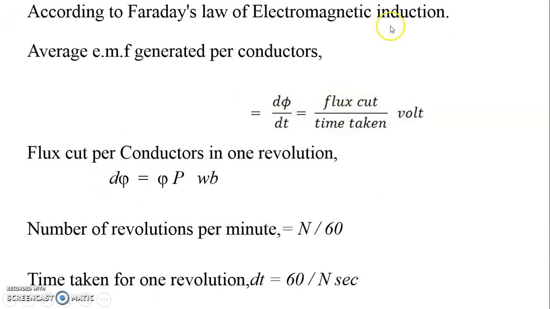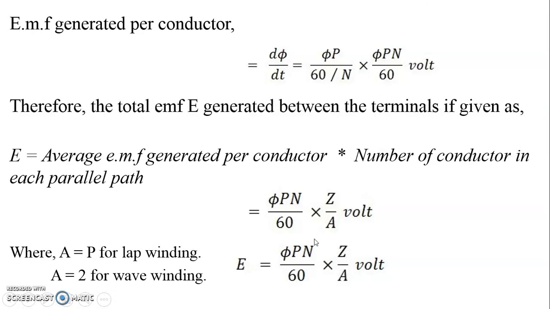So according to Faraday's law of electromagnetic induction, the average EMF generated per conductor is equal to d phi by dt, that is equal to the flux cut per time taken. So flux cut per conductor in one revolution, that is d phi, equals phi into P. The unit for that flux is the Weber. So number of revolutions per second is equal to N by 60. So time taken for one revolution, that is dt, equals 60 by N seconds.